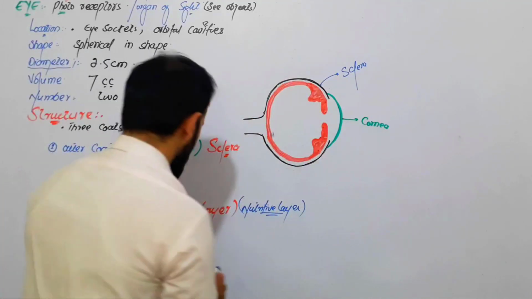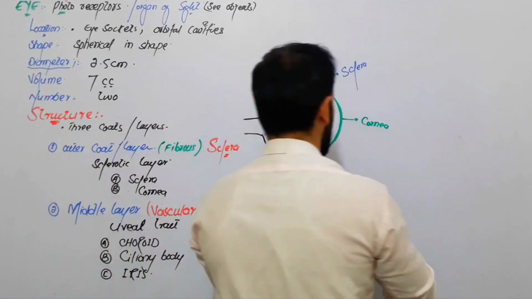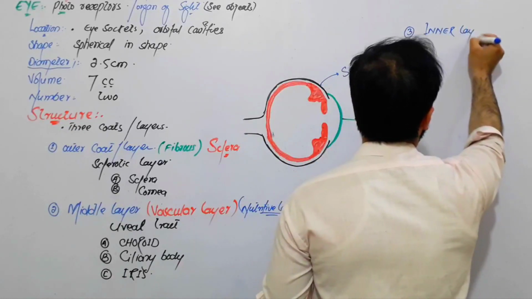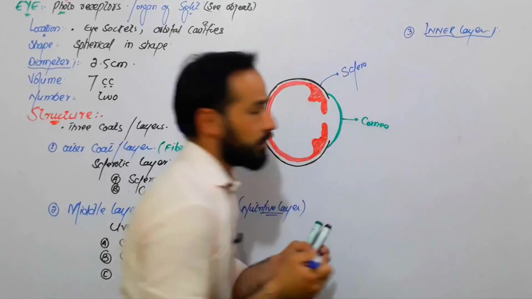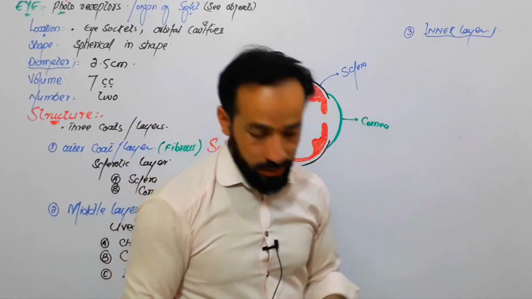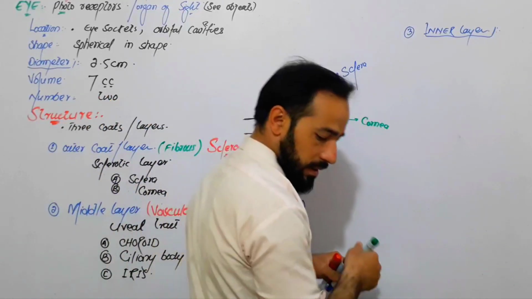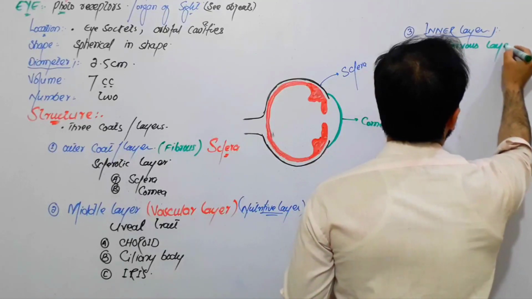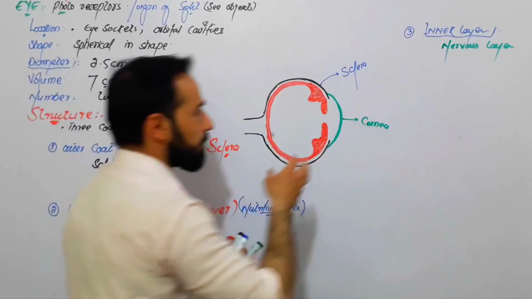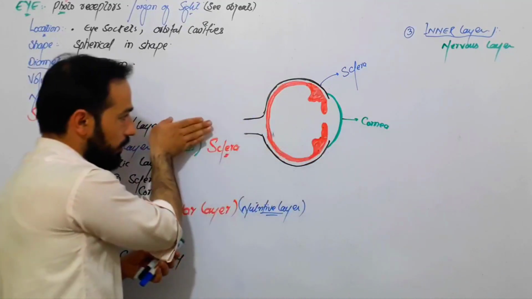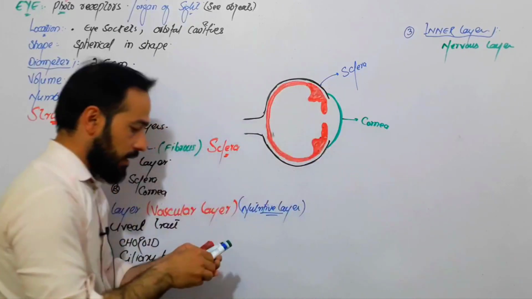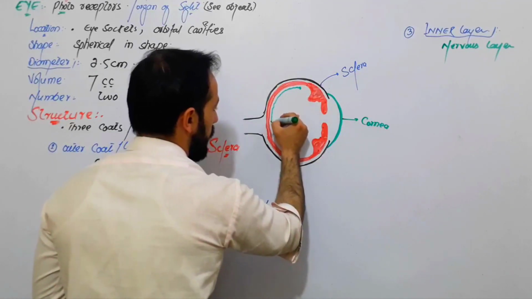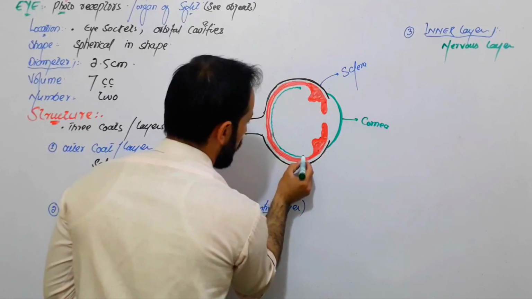So right here. Done. Then there is the third layer, the inner layer. And this inner layer is also known as the neural layer, right? Yes, we have the nervous layer. Why? Because this inner layer, or this nervous layer, is a part of your nervous system. The neurons, the ophthalmic nerve comes and makes a layer here, and that inner layer is called the retina, right? So let me mention it here. This is our inner layer, and this inner layer is called your retina.